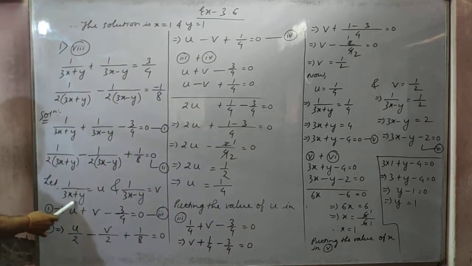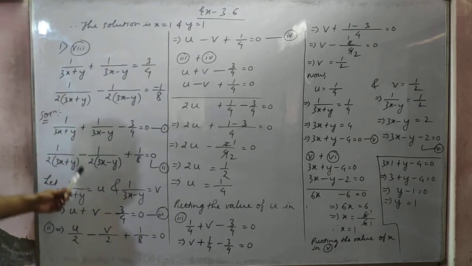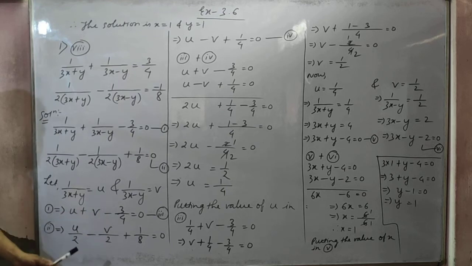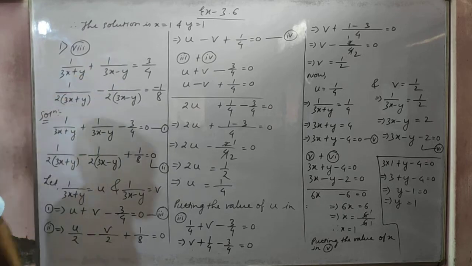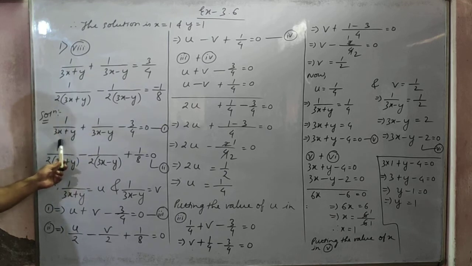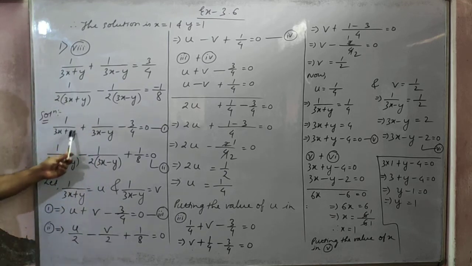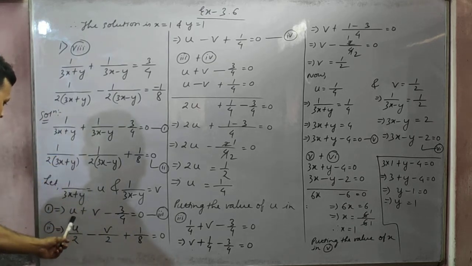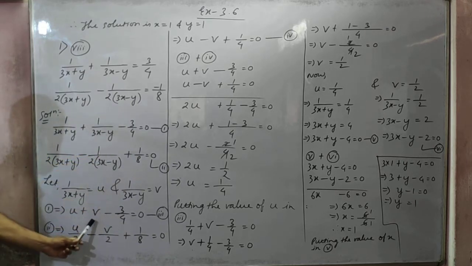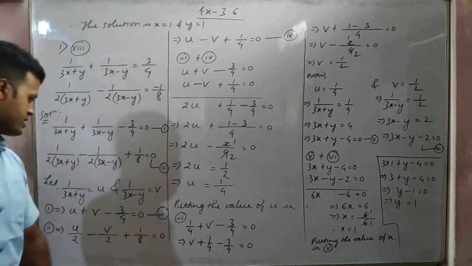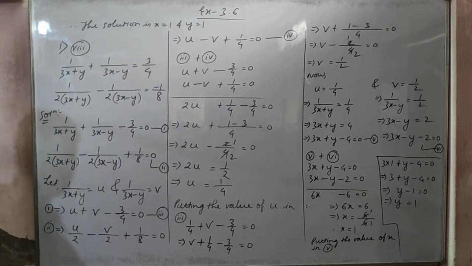Now let 1 by 3x plus y be equal to u, and 1 by 3x minus y be equal to v. So equation 1 implies: in place of 1 by 3x plus y I wrote u, and in place of 1 by 3x minus y I wrote v. Minus 3 by 4 is equal to 0. Marking number 3. And here it is 1 by 2 into 3x plus y.